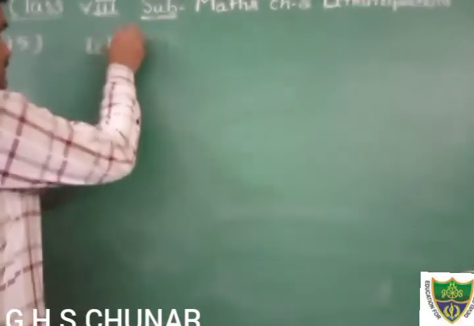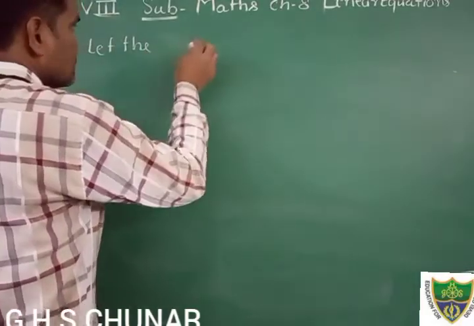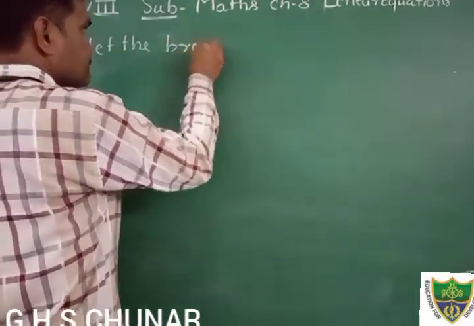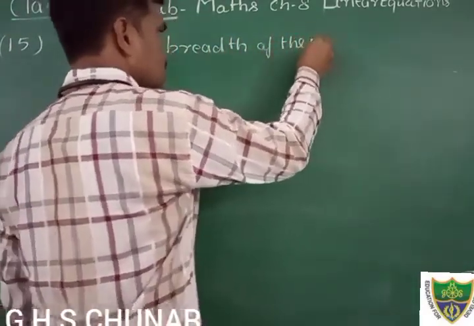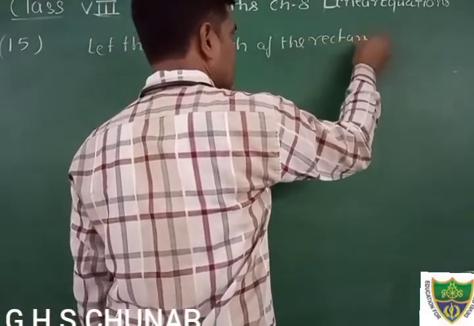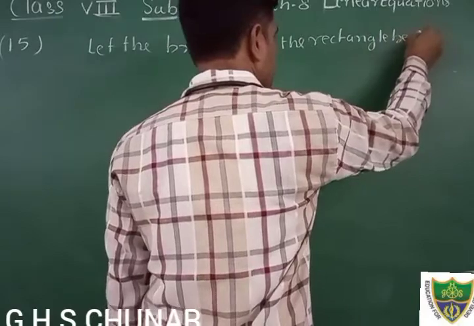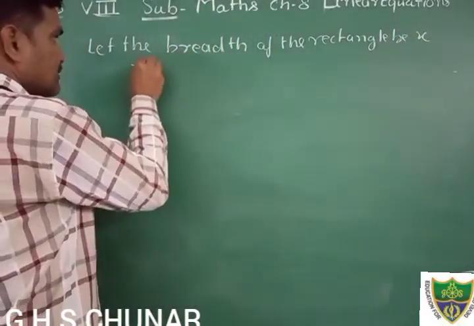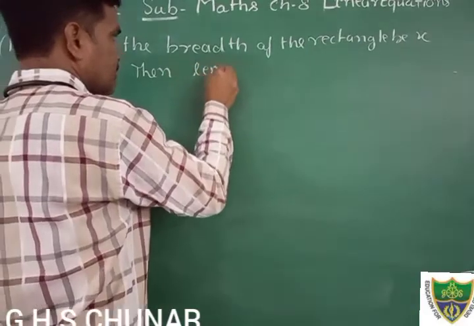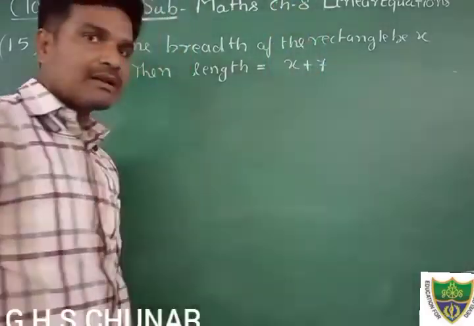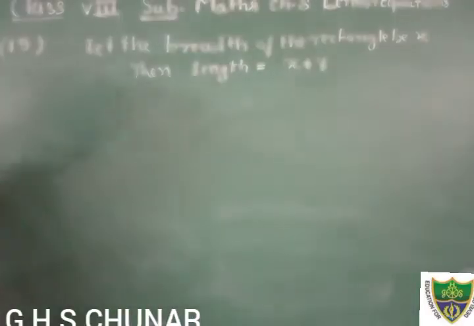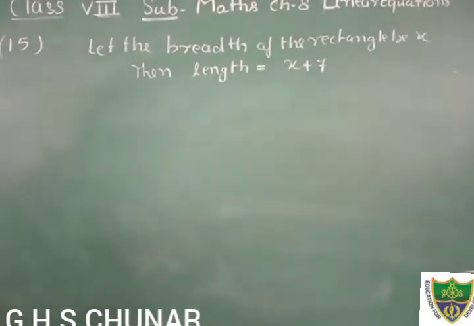Let the breadth of the rectangle be x, then length is equal to x plus 7. It is given that the length exceeds the breadth by 7. Length of the rectangle exceeds its breadth by 7. Okay.